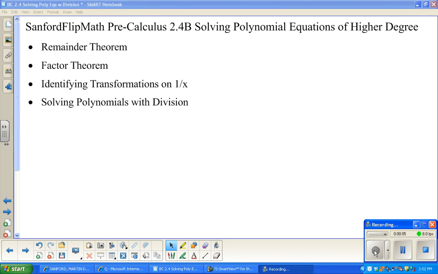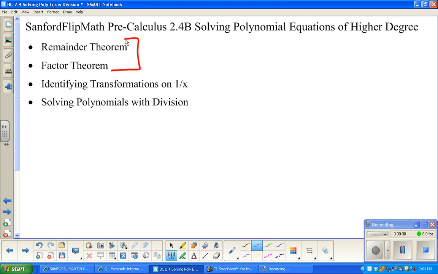This is our second installment on section 2.4 from the Demana, Waits, Foley, Kennedy PreCalculus Functions and Graphs book, fourth or fifth edition, since we have a blend of both. In this section we need to talk about the remainder theorem, the factor theorem, transformations on 1 over x, and also solving polynomials with division. Now this is actually quite a bit. So buckle up. I want to hit the remainder theorem and the factor theorem first because those go real quick.